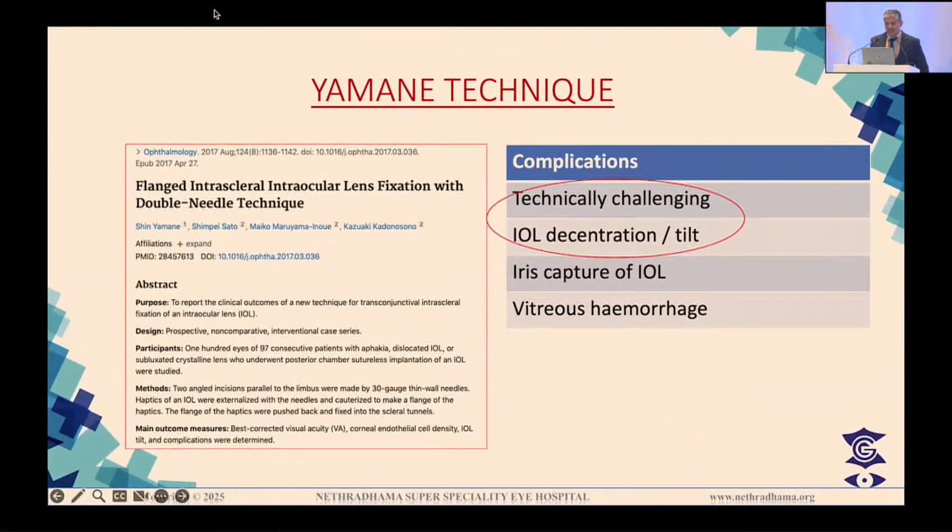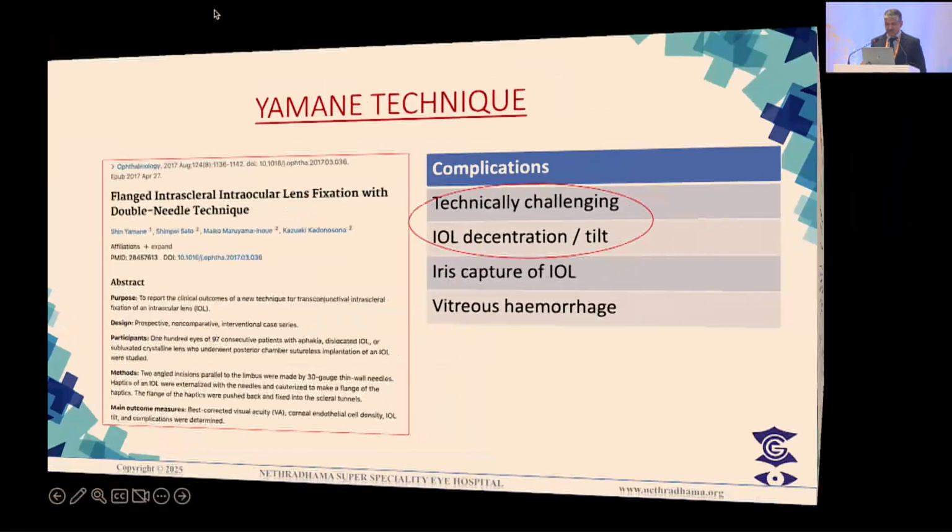Then you have the M&A technique. Again, this is a popular technique but has its own challenges, like it is technically challenging to do. You can have a higher incidence of IOL decentration, tilt, pupil capture of the IOL can be a problem, and vitreous hemorrhage.